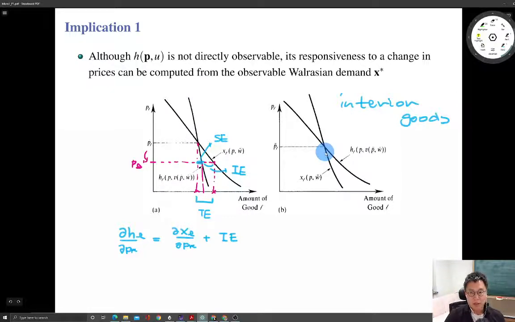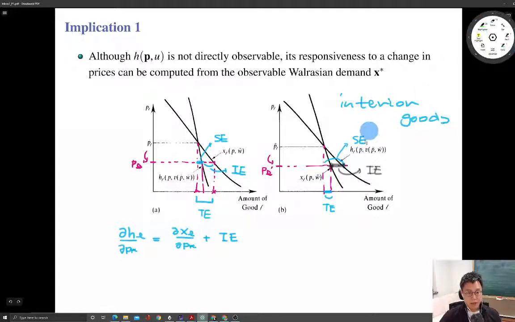So if we consider a price change from PL to PL prime, the total effect is right here. This is the total effect. And then the substitution effect is bigger than the total effect. This is the substitution effect. And then the income effect takes the opposite value. So this amount is given by the income effect.